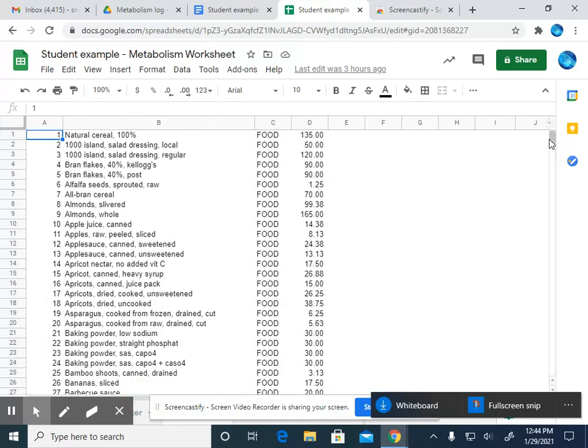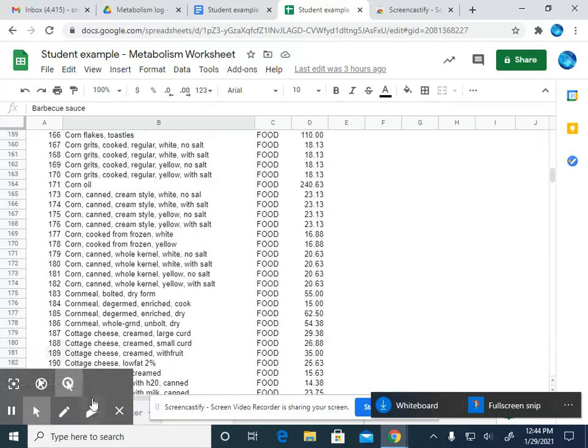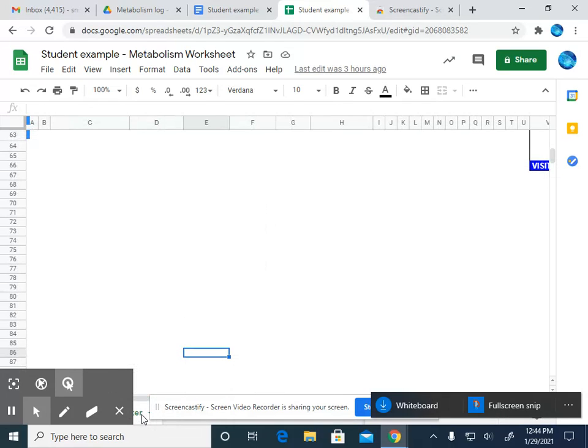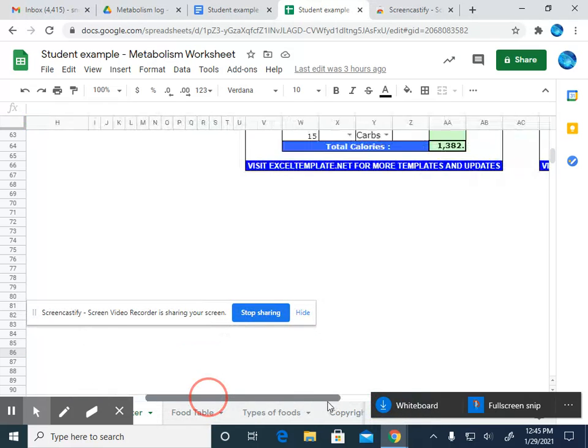Okay, we've got to scroll up to the top. Too many tabs open down here. I can't seem to move the screen around very well. Let's see. I know what happened. We switched to a new page. There we go.